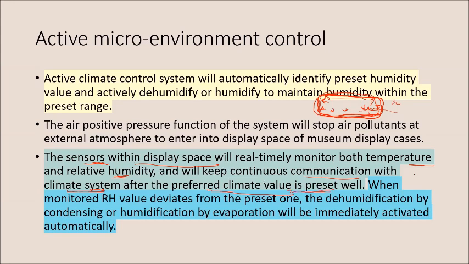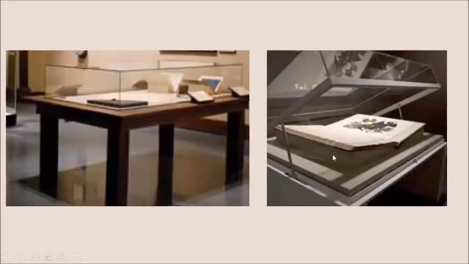And when the monitored RH value deviates from the preset one, the dehumidification by condensing or humidification by evaporation will immediately be activated automatically. These are some examples where books or paper manuscripts are displayed, and both of them are controlling the environment within this glass enclosure, within this display case, is being actively controlled.